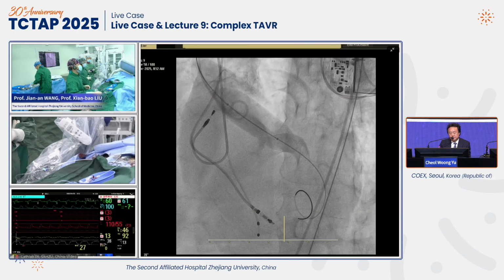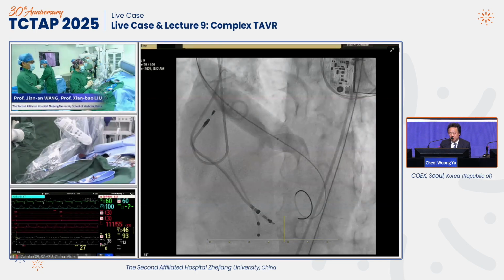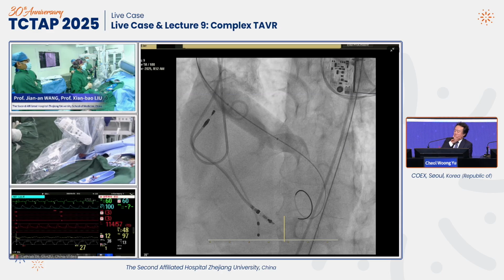So we will not do the second one, because although it is a 23 millimeter balloon, you can see that the balloon migrated. However, you can see the information right here. We opened the calcification, and there's no severe waist right here. So I think we will choose 29 for this patient.